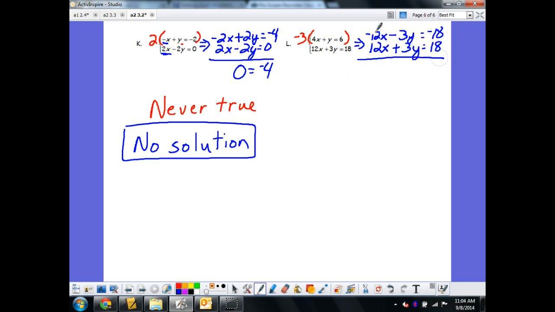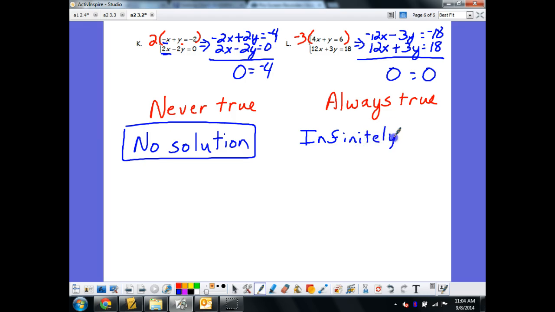And when we add these two together, both the x and the y cancel out. Negative 18 plus 18 is 0. So we get down to something that is always true, which means that these two lines are always intersecting no matter where you are on the lines. So therefore, we have infinitely many solutions.